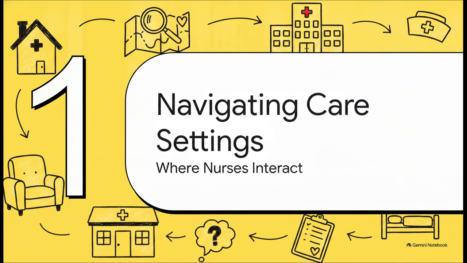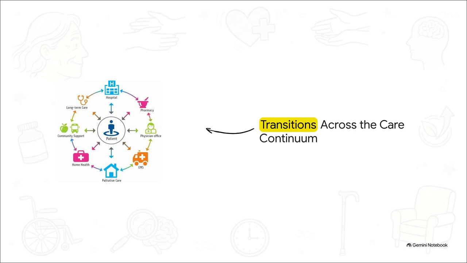Okay, Section 1, Navigating Care Settings. So as a gerontological nurse, knowing exactly where a patient goes and understanding the environment they're in is honestly just as important as knowing how to medically treat them. Moving a patient from one healthcare setting to another is actually considered one of the single most stressful events an older adult can go through. In the field, we often call this the revolving door.